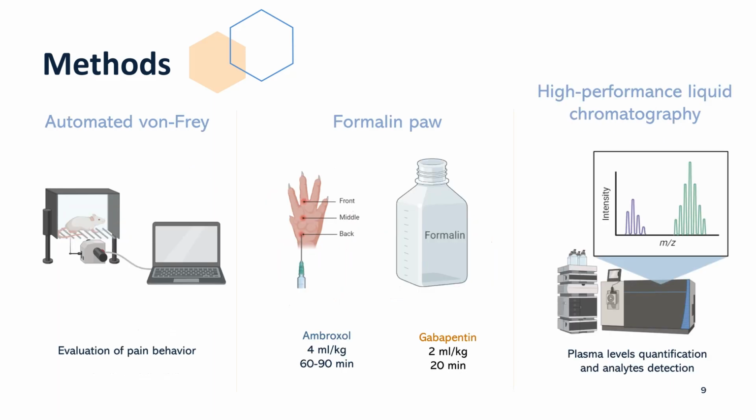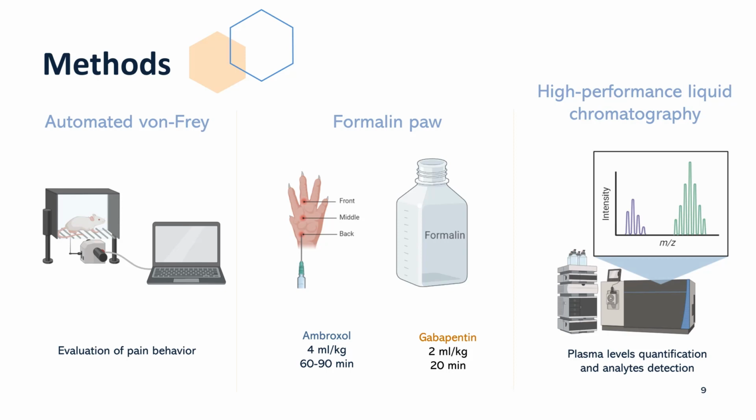An automated von Frey apparatus was used to evaluate pain behavior. A blunt straight plastic filament was placed on the plantar region of the animal's feet, and the pressure was slowly increased. The paw withdrawal threshold was recorded and stored by the device. The formalin paw test consisted of the administration of formalin into the plantar region of the right hind paw and measuring the number of flinches, the first 10 minutes corresponding to the acute phase and from 15 to 60 minutes to the late phase.